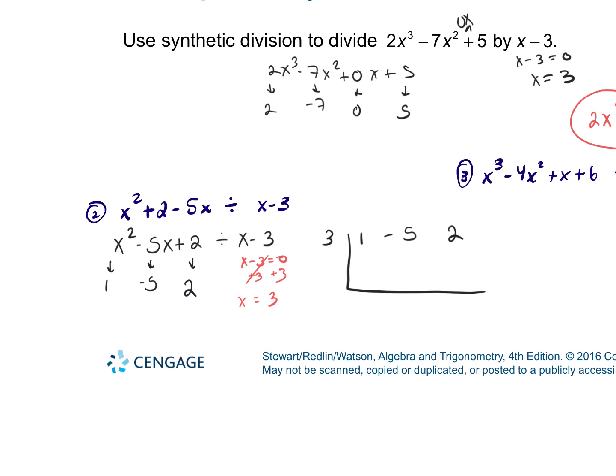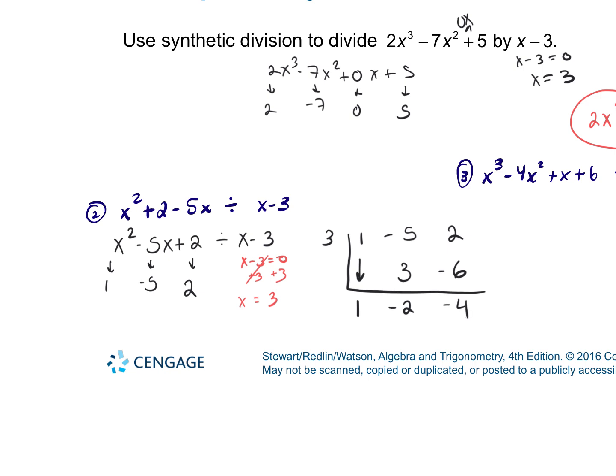So we're going to bring down that first term, and we get that 1. Then we're going to do the number we got times the number we're dividing by. So it's going to be 1 times the 3. So we're going to get a positive 3. Then we're going to go ahead and add negative 5 plus 3, and that's how we get the negative 2. Then we do 3 times negative 2. That gives us negative 6. So 2 plus negative 6 gives us that negative 4.